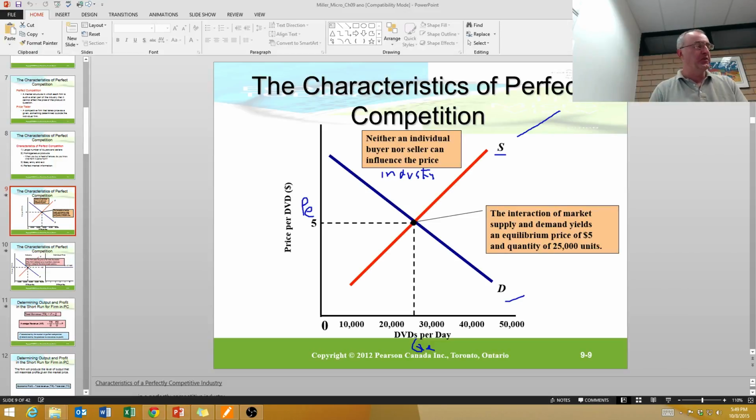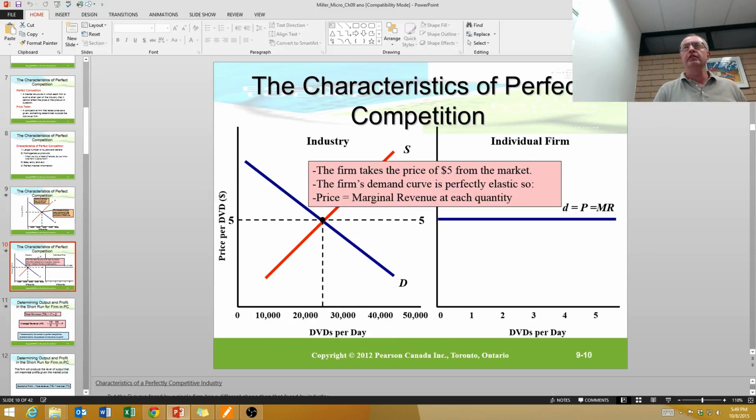It doesn't hold true in some of the other industries that we're going to look at, but it holds true in perfect competition. However, in perfect competition, so here's the industry, so here's the downward sloping demand curve, upward sloping supply curve, equilibrium price, equilibrium quantity.